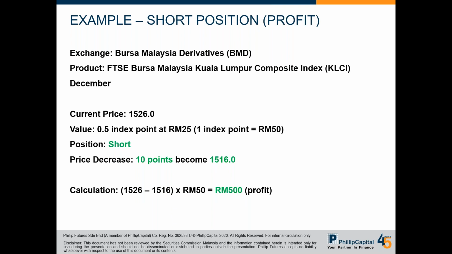So how about the short position? The current price for FKLI is 1526, and you assume that the market will go downtrend, so you enter a short position. The value is 0.5 index point at RM25, which means one index point equals RM50.